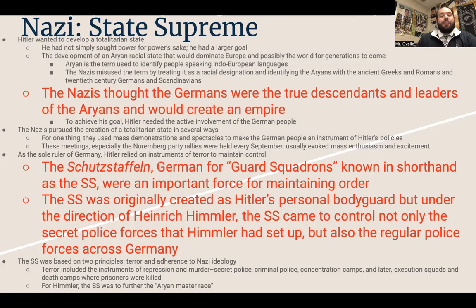Schutzstaffel, the German for guard squadrons, known in shorthand as the SS. SS and SA are different. And they were an important force for maintaining order. The SS was originally created as Hitler's personal bodyguards, but under the direction of Heinrich Himmler, the SS came to control not only the secret police forces that Himmler had set up, but also the regular police forces across Germany. The SS was based on two principles: terror and adherence to Nazi ideology. Terror included the instruments of repression and murder: secret police, criminal police, concentration camps, and later execution squads, where in the death camps, prisoners would be killed. For Himmler, the SS was to further the Aryan race.